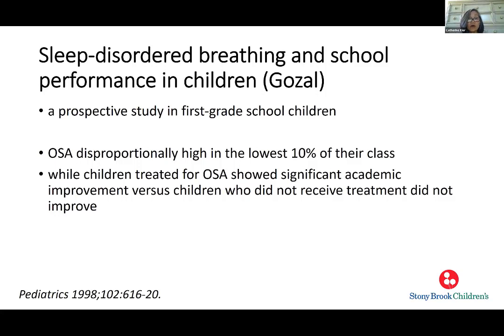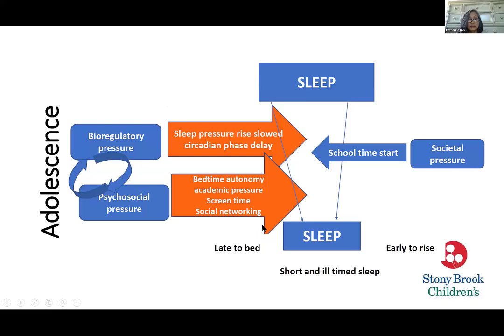So he offered surgery, T&A, to the parents. There are parents who consented to the procedure, and there are parents who refused. So now he has a control group and the intervention group. And it's so simple, but it's fascinating that when he followed these children the following year, those who underwent surgery had significant academic improvement versus those who did not receive surgery.